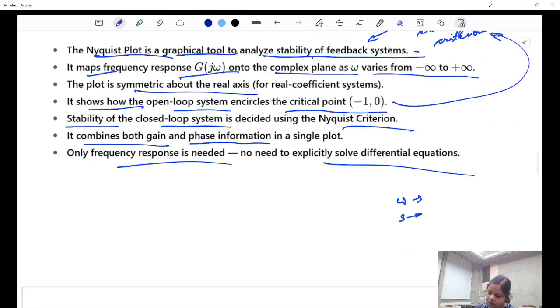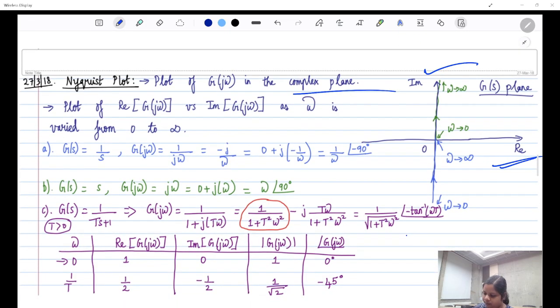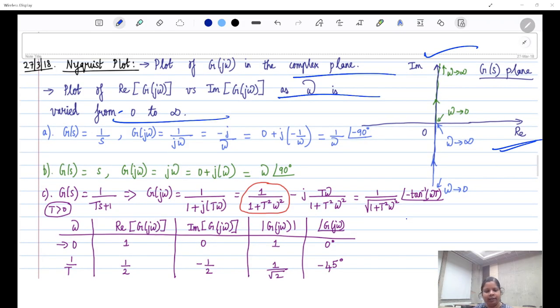Okay, so let's see what was covered. It's basically the plot of G(j omega) of the transfer function in the complex plane. On the x-axis you have the real part of the transfer function, and on the y-axis you have the imaginary part of the transfer function, and we vary omega from 0 to infinity, right?